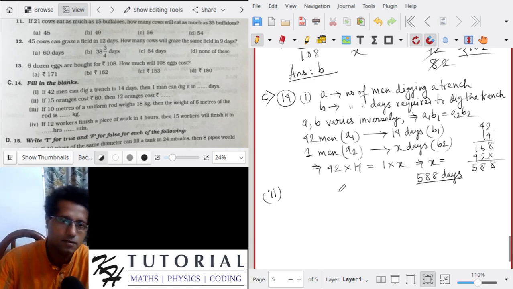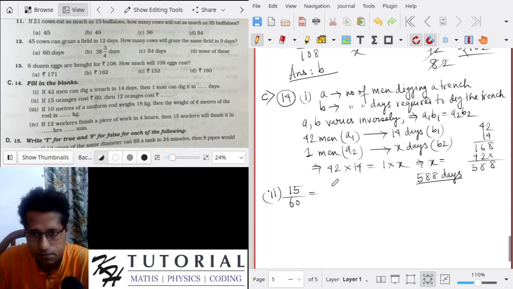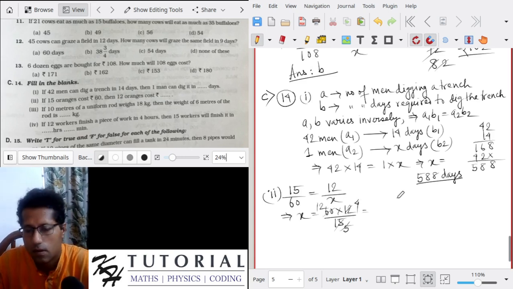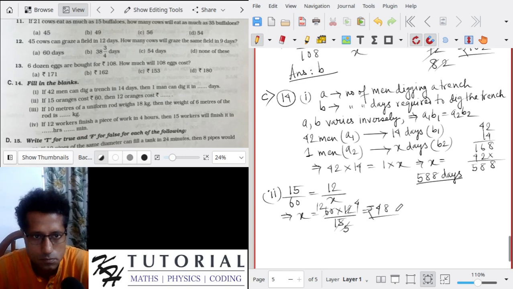So we will apply the concept that the ratio, that is the number of oranges by the cost, will be the same. We have 15 oranges, it is given 15 oranges cost 60, so the ratio is 15 by 60. This should be equal to 12 oranges by, let the cost be X. So from here we get X equals 60 into 12 divided by 15. This is 48. So 12 oranges will cost 48 rupees. Okay.